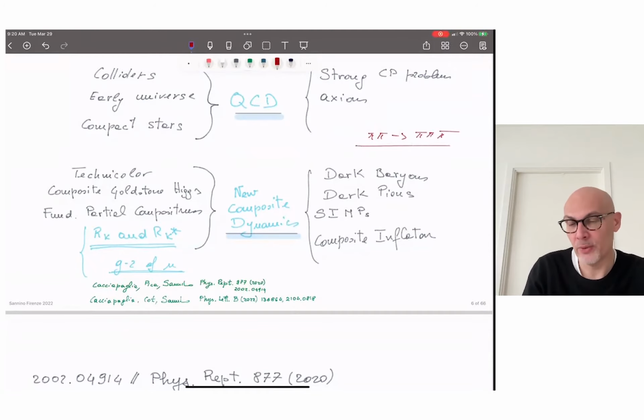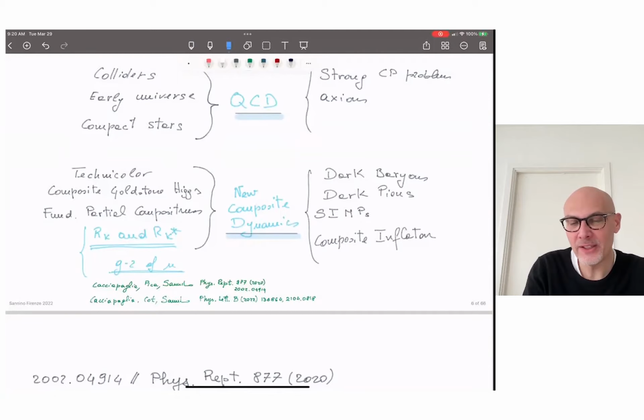So let me ask you, do you know how to do this? Can you imagine how to do this in a strongly coupled theory? I'm just checking if you're awake, if you got enough good coffees in Firenze.